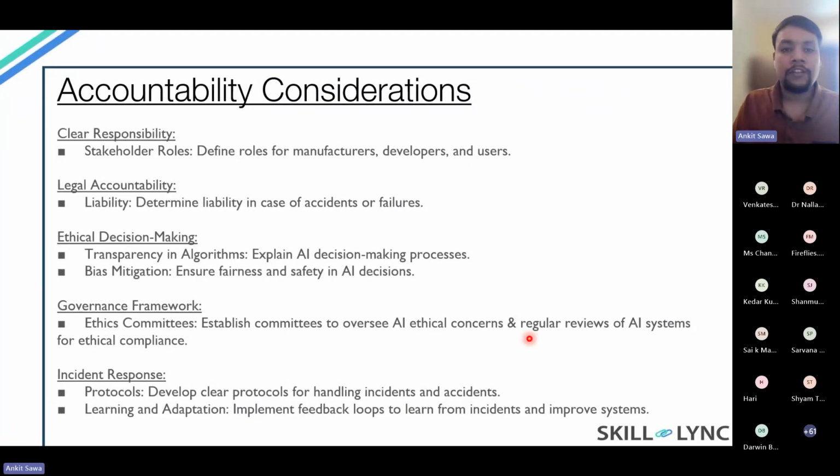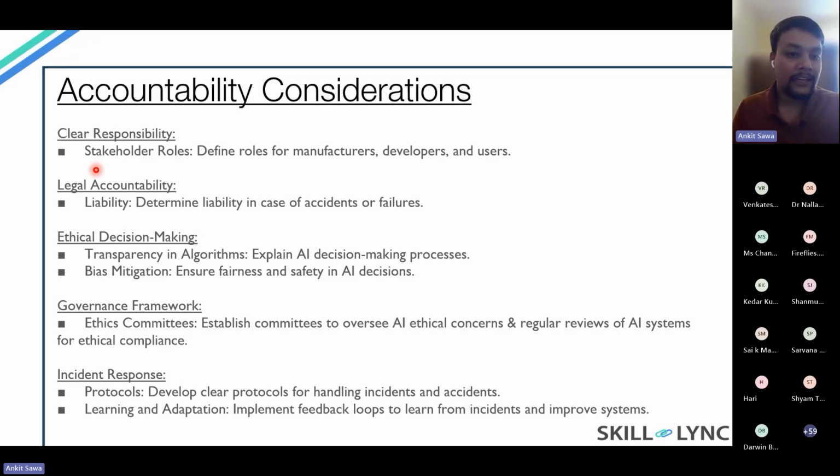Now, some accountability considerations for companies, corporates, and individuals making such AI systems. First is clear responsibility definitions. We have to define roles for manufacturers, developers, and users because they are all stakeholders while making these AI systems. Legal liabilities have to be defined. We have to determine, in cases of accidents and failures, who is liable and what remedies are available to them.